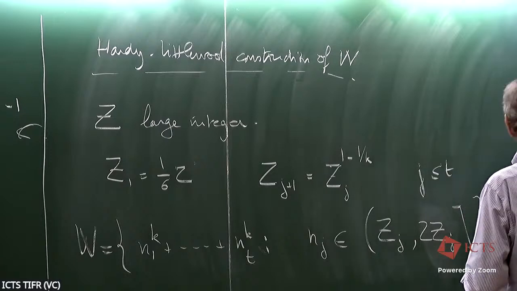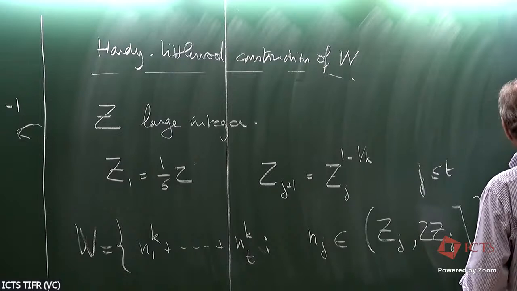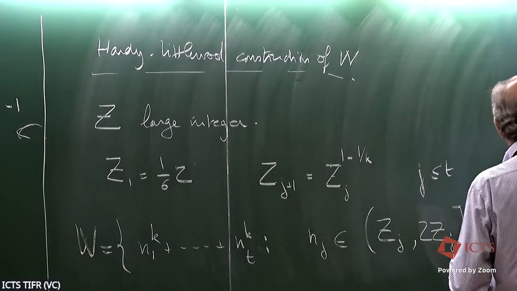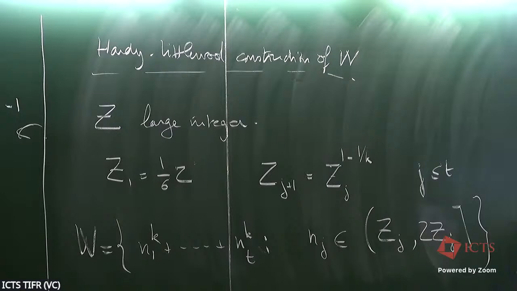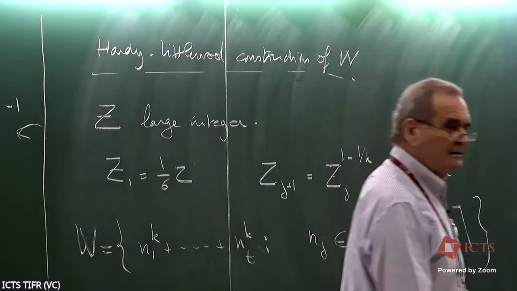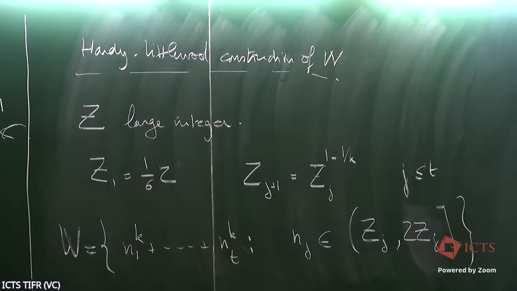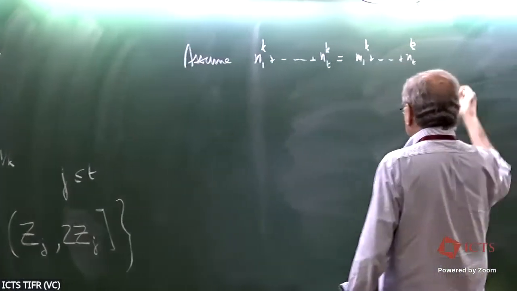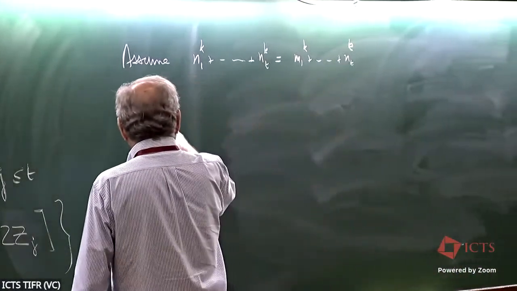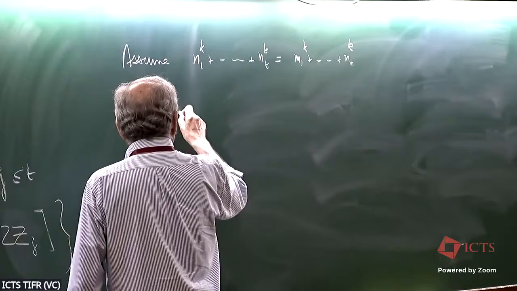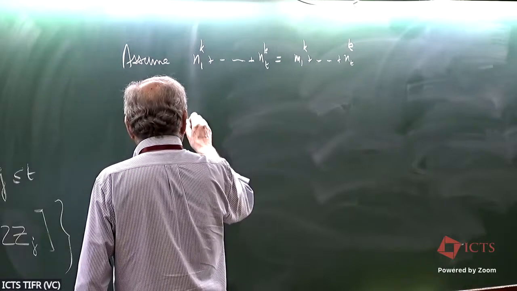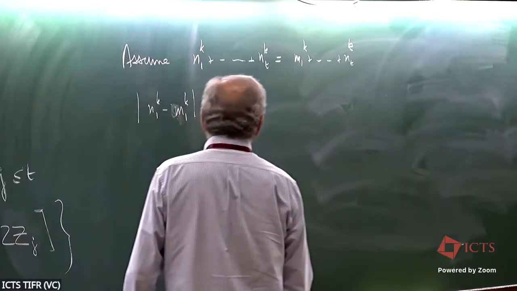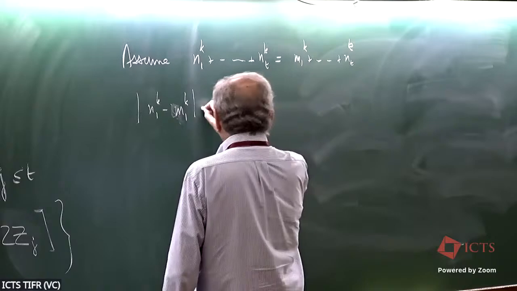Well, let us assume that N1^k plus ... plus Nt^k, with the Ni prescribed in the subinterval, is equal to M1^k plus ... plus Mt^k in the prescribed interval. Then you have the following: N1^k minus N2^k minus M1^k, well, it will be the difference of all these things.